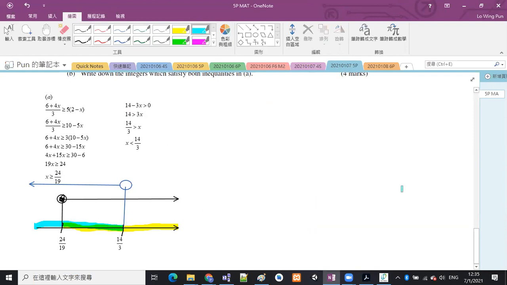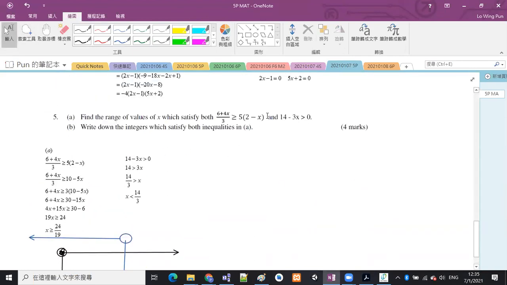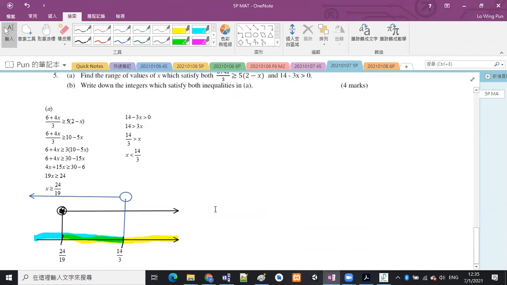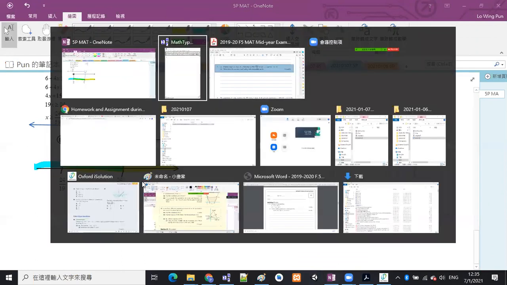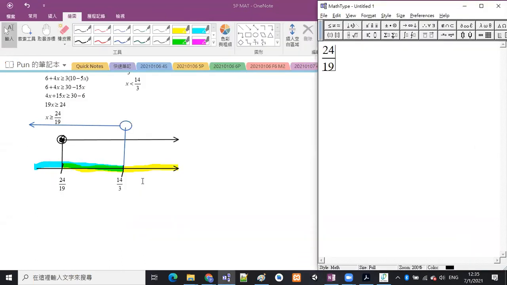Okay, can you see this? Because they are connected by the word AND, we are going to find the overlapping region here. Okay, so what is the overlapping region? It should be the middle part. How can we write the expression for the overlapping region? It should be just 24 over 19 less than x less than 14 over 3.